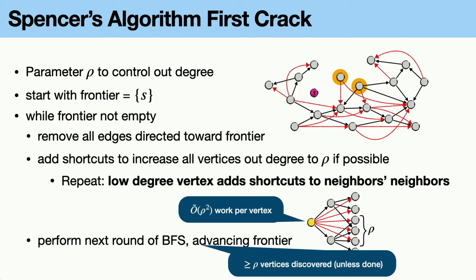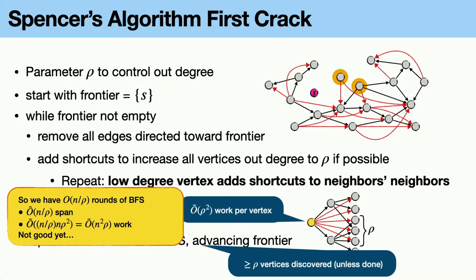And now we're sort of guaranteeing that every vertex has degree at least rho. So when we advance the next round of BFS, we are going to discover rho vertices. So that means that we only need n over rho rounds of BFS. So if we crunch all the numbers, we have n over rho rounds of BFS. These rounds are each very parallel, so you could do this in something like n over rho span. But in each round, each vertex has to do rho squared work.